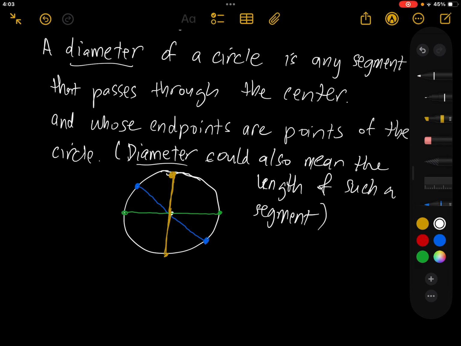So those are some definitions. It's important to keep in mind that the way we're using the term circle, we mean the points that are exactly a certain distance away from the center. So for instance, in the example that I just drew, if you take this point here, that point is not on the circle.